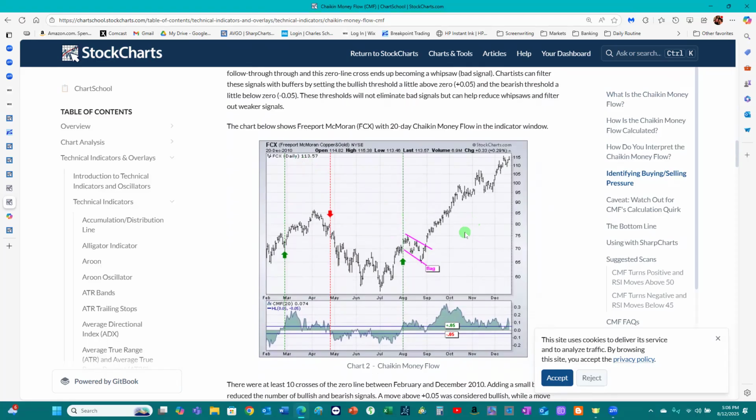This is with Freeport McMoRan. You can see it had a bullish flag. So here's the flagpole going up, pulled back within a channel. So that's a bullish flag. It broke out and started moving higher.